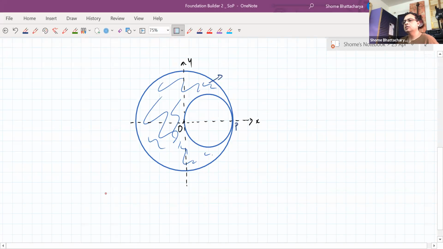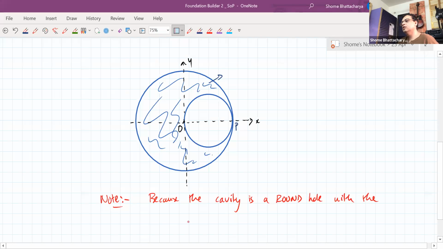But before that, let's observe these two things. Because the cavity is a round hole, a perfectly round hole. Sir, we have to find the center of mass of the remaining part. Yeah, the remaining part, the shaded portion, we have to find its center of mass, right? So it's like you have a cardboard disc, and I have cut this hole out of it. So now I have this structure left, which is a disc with cavity. So its center of mass I want to find out, right?